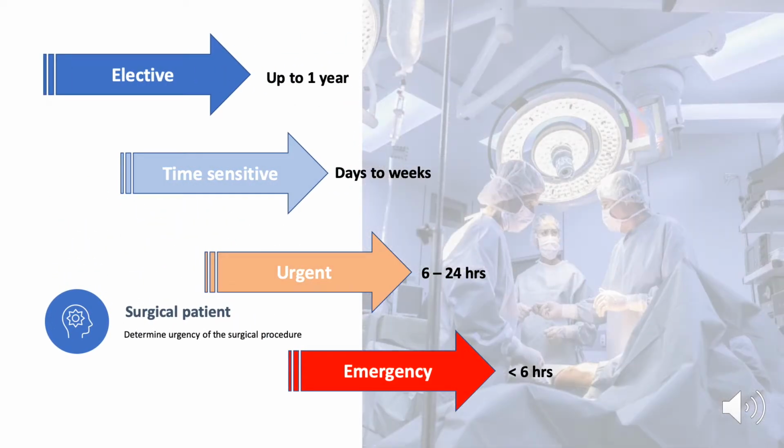So the closer the timing to the main surgical point, the shorter the timing and the preparation that is allowed. So for elective, like 1 year, time sensitive days to weeks, urgent is 6 to 24, emergency less than 6 hours.